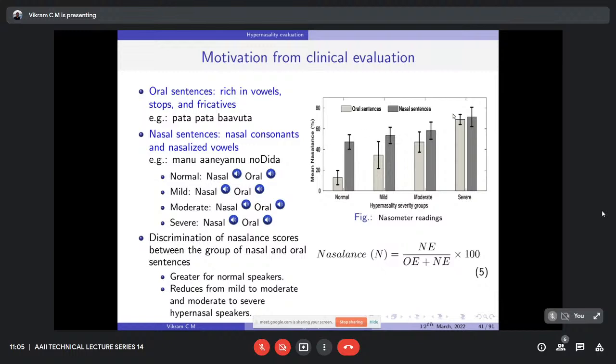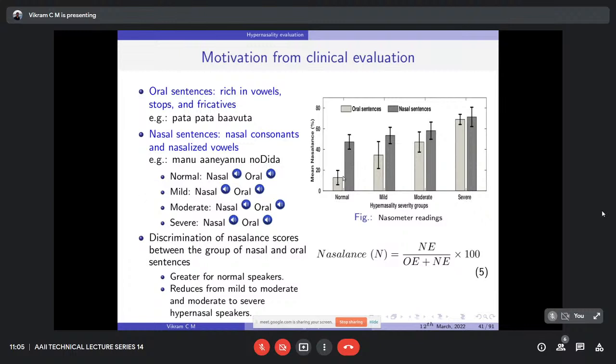data where we have the highest nasal lens score. These are the nasal lens scores computed from nasometry for the severe hypernasal persons, for the nasal sentences. A nasal sentence means a sentence like "Manu Anenu Nodida", where most of the letters are nasal letters. In oral sentences, most of the letters are oral letters. All the sounds are produced through the oral cavity, whereas in the nasal case most of the sounds are produced through the nose.